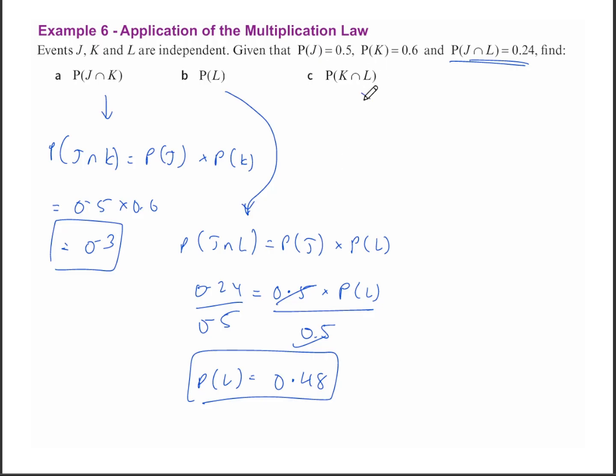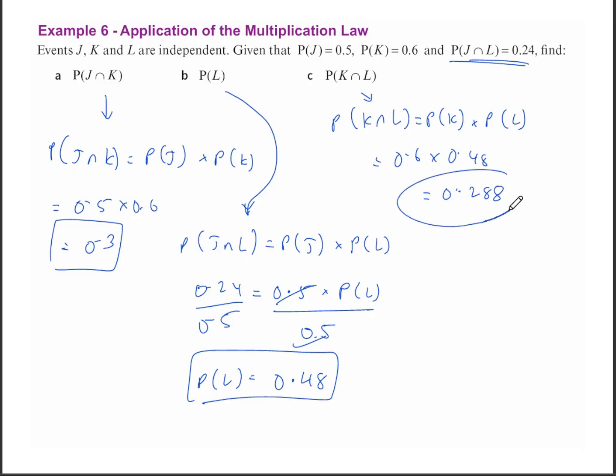Finally, we're told to find the probability of K intersection L. Again, because they're independent, the probability of K intersection L is equal to the probability of K alone multiplied by the probability of L alone. And that is going to equal 0.6 multiplied by 0.48, as we found in the previous part, which gives us 0.288 in total. So the probability of K intersection L is just 0.288.